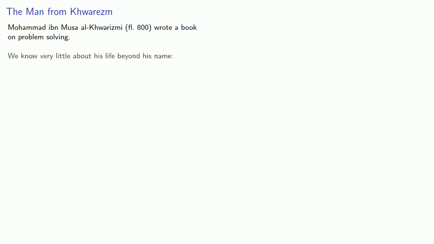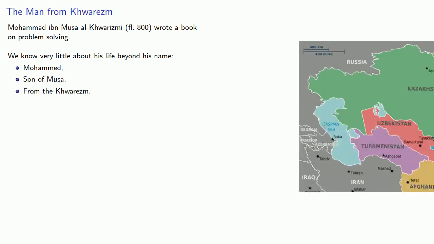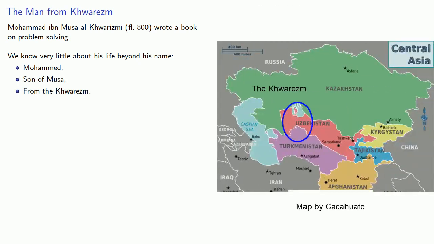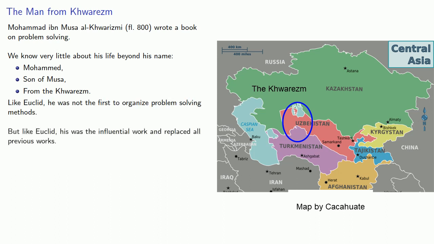And this leads us to the man from Khwarizm. Muhammad ibn Musa al-Khwarizmi wrote a book on problem-solving. We know very little about his life beyond his name, Muhammad, son of Musa, from the Khwarizm. That's a region in Central Asia, just south of the Aral Sea, in what is now modern-day Uzbekistan. Like Euclid, he was not the first to organize problem-solving methods. But like Euclid, his was the influential work and replaced all previous works.